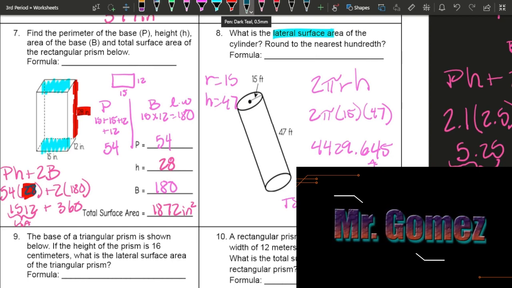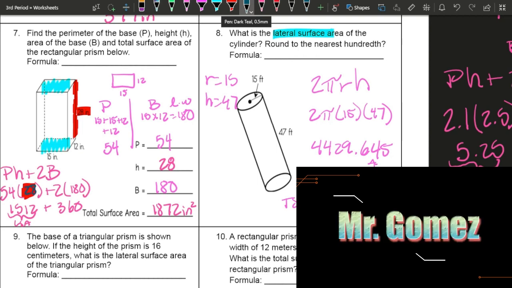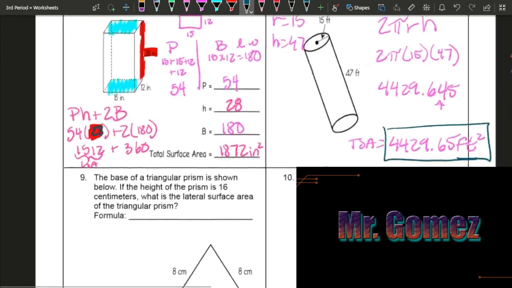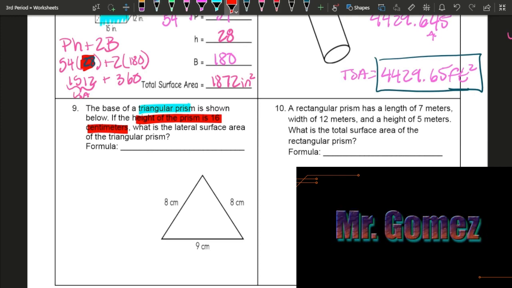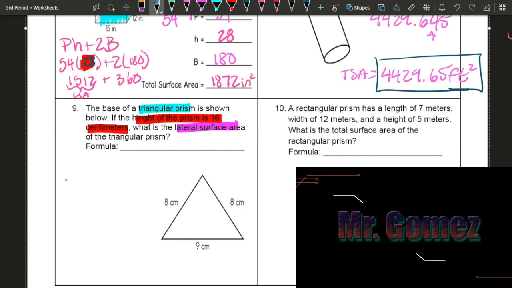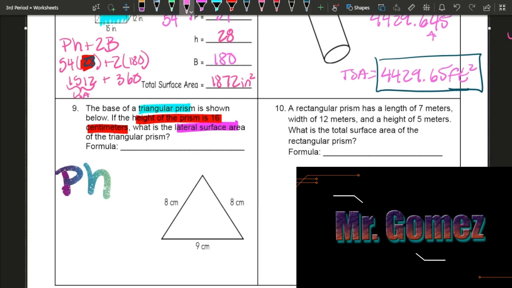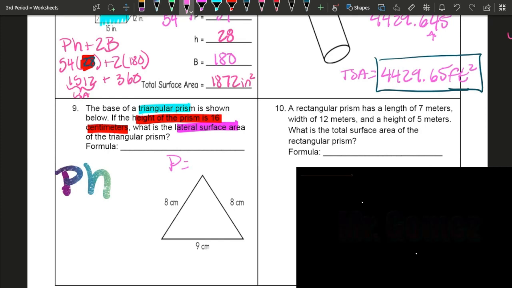Lateral surface area. These formulas are provided to you on the formula chart. We got 2 more, and we have a few more minutes. Let's say number 9. The base of a triangular prism is shown below, and it says that the height of the prism is 16 centimeters. What is the lateral surface area? We're looking for the lateral surface area, so my formula is just going to be pH. So we're going to need to find the perimeter of this. Find the perimeter, which is going to be what? That's the base. That's the shape of the base.